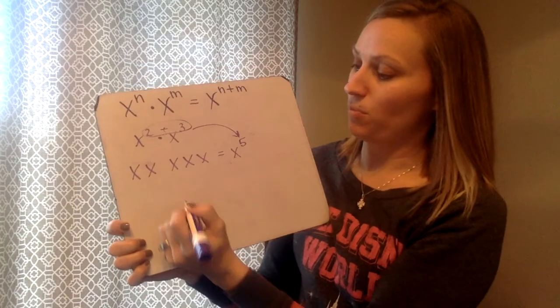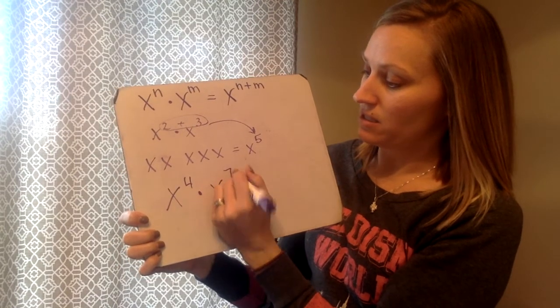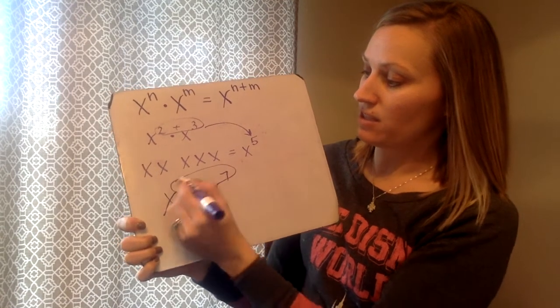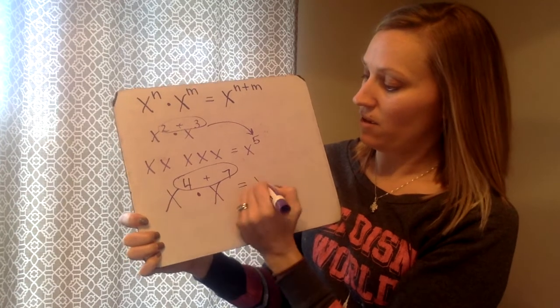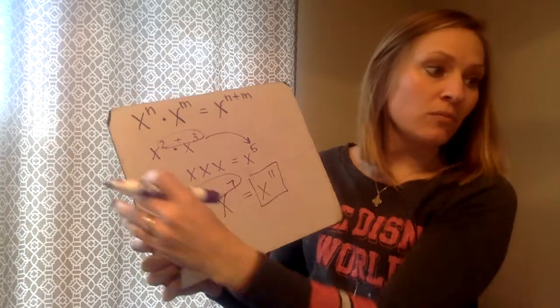So if I gave you the problem x to the fourth times x to the seventh, if we take these two and we add them together, we get x to the 11th, and that is your answer.